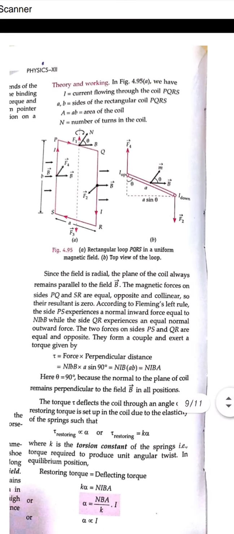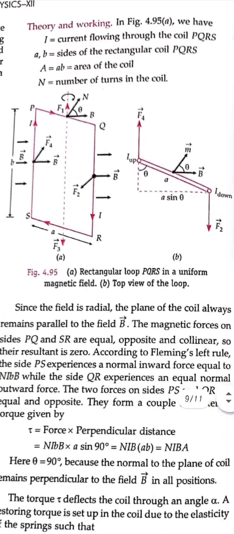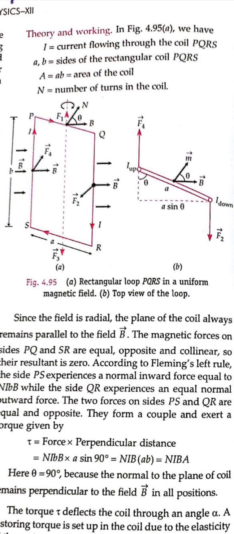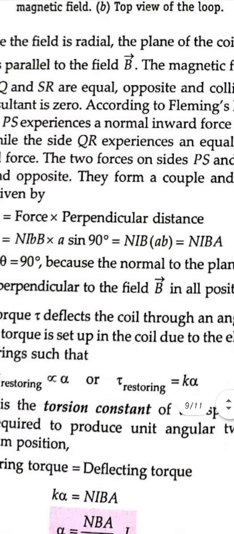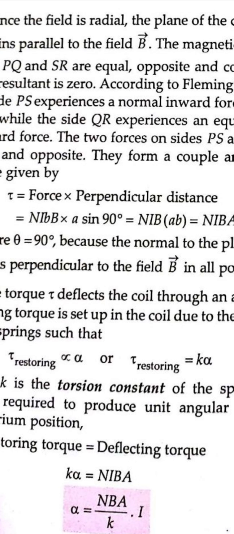So here you can see this, which we have already discussed in the earlier topics, that the torque is acting on the conductor to move it in the inward direction as well as the outward direction. So restoring torque will also be acting on it, and we have seen that torque is equal to NIBA, but sine theta is given by sine 90 degrees, so it will be 1.